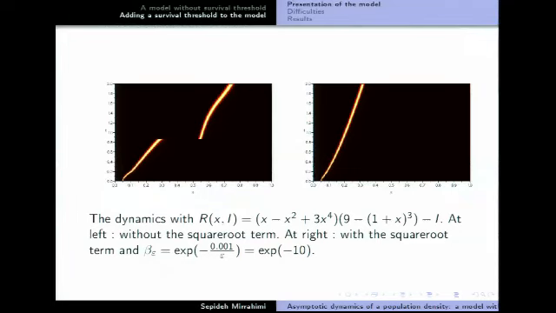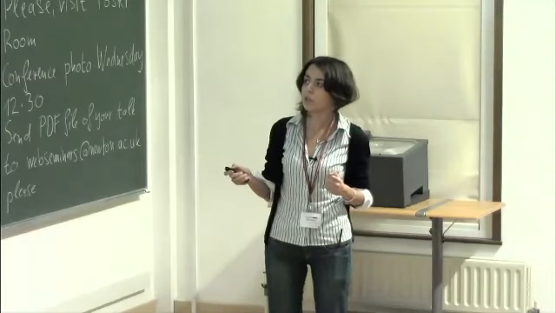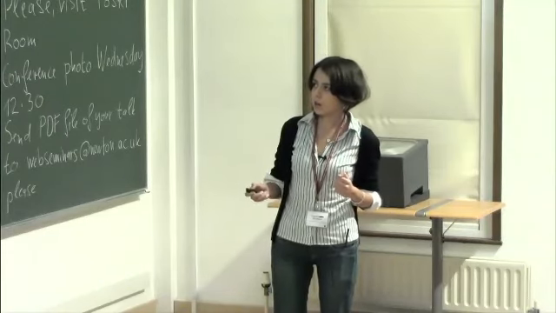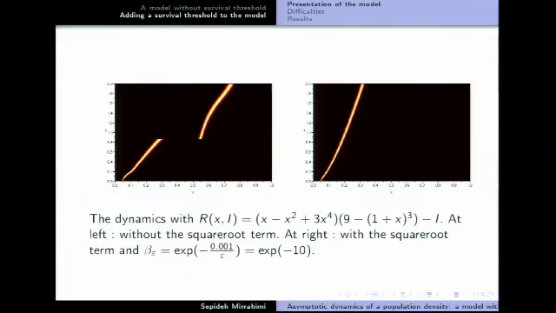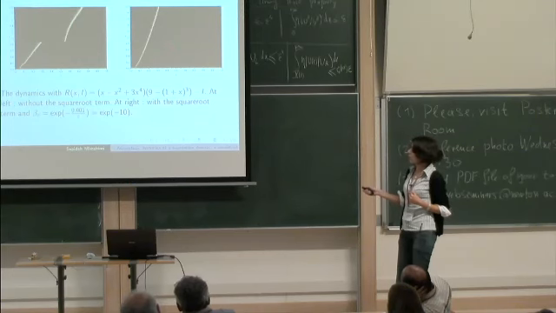So this is a simulation of the problem. At left we have the model without any square root term, without the threshold, and at right we have the model with the square root term, and the R that we are using is this function. As before, horizontally we have the trait, and vertically the time, and the color is the density. So we see that we have a jump in the Dirac mass in this case, but by adding the negative square root, we can avoid this jump and have continuous dynamics.